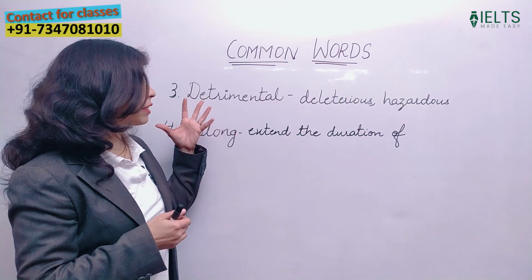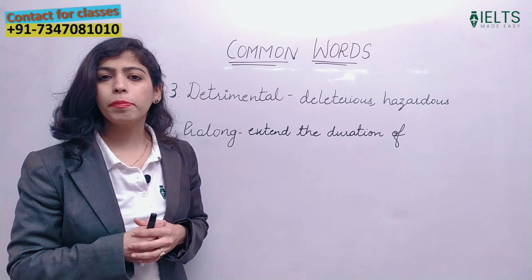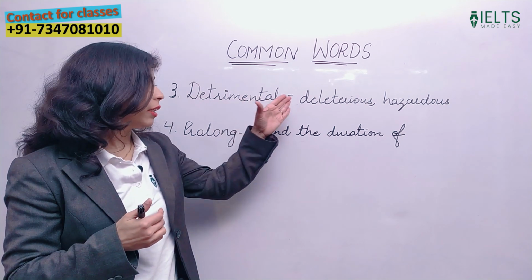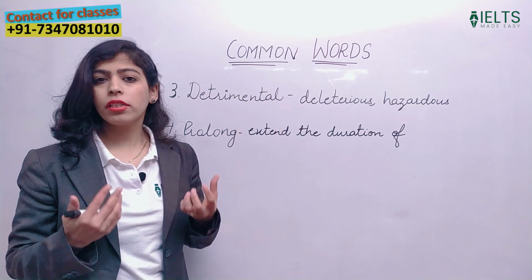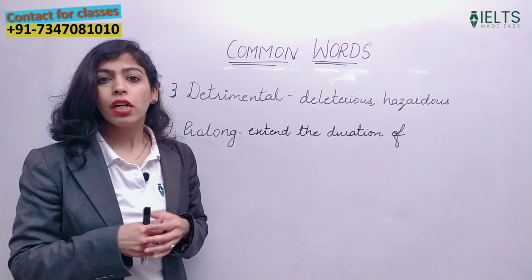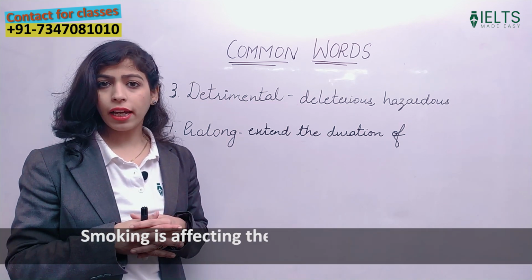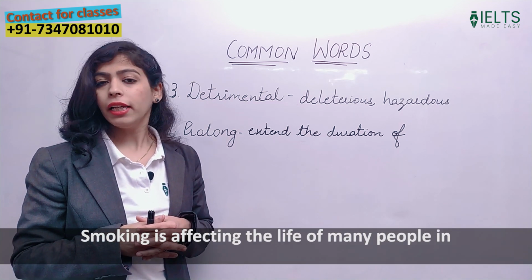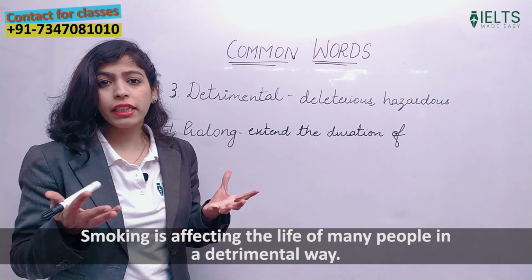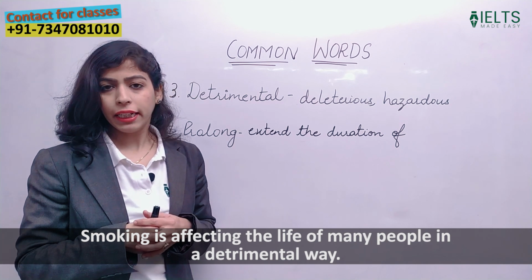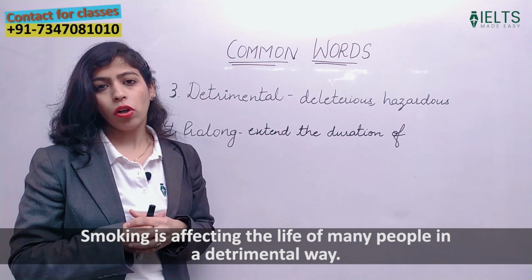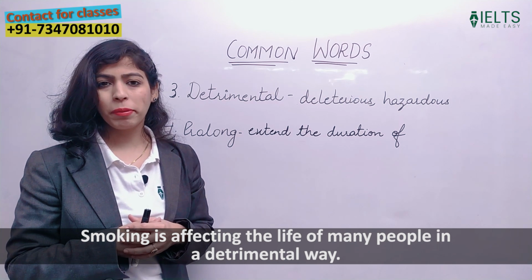So the word is detrimental. Detrimental is basically an adjective, and the adjective means deleterious, hazardous, or something which is harmful. So how can we use this word? Smoking is affecting the life of many people in a detrimental way. So what is smoking doing? It is affecting the life of many people in a detrimental way. You'll see the sentence on the screen so that you get to know the best of it.